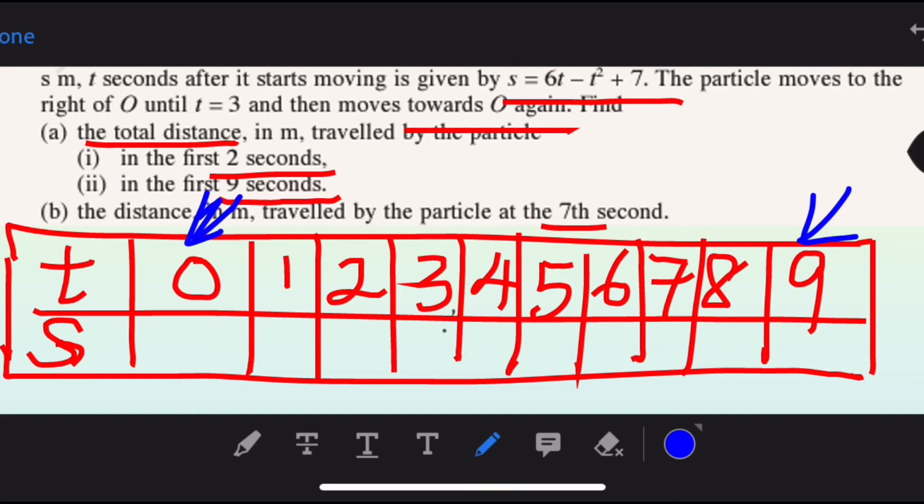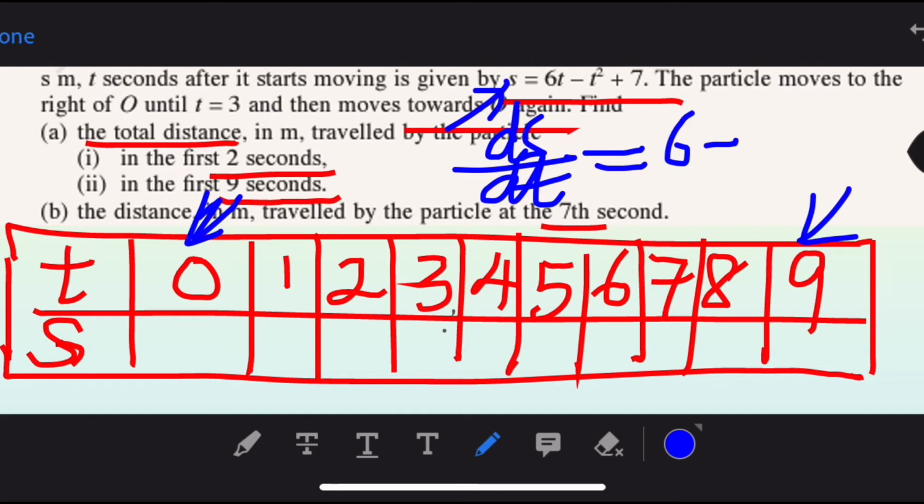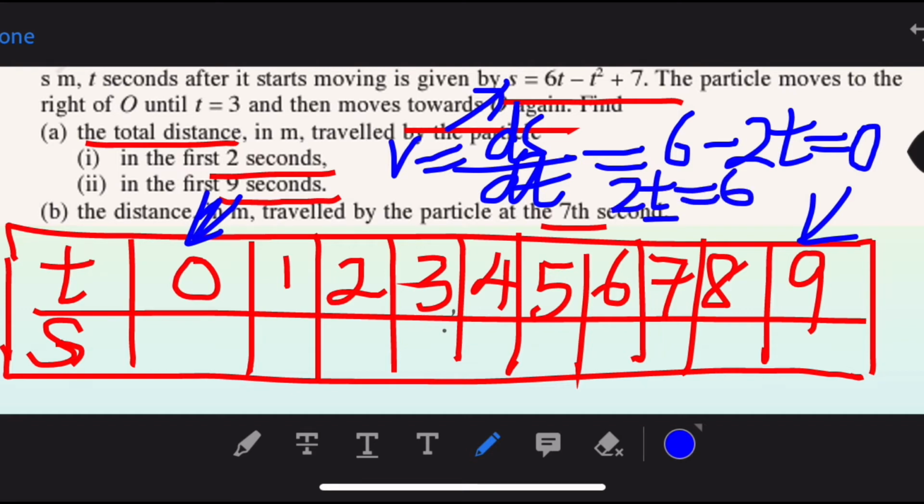When the particle turns or changes direction, the only way to know when is to find the time. So you have to differentiate ds/dt. Differentiate 6t, you get 6, differentiate t squared, you get 2t, and you must let it equal 0. Why must you let it equal 0? Because when the particle changes direction, for sure it will stop for a while before it turns back. So we found that t equal to 3 is where the particle turns.